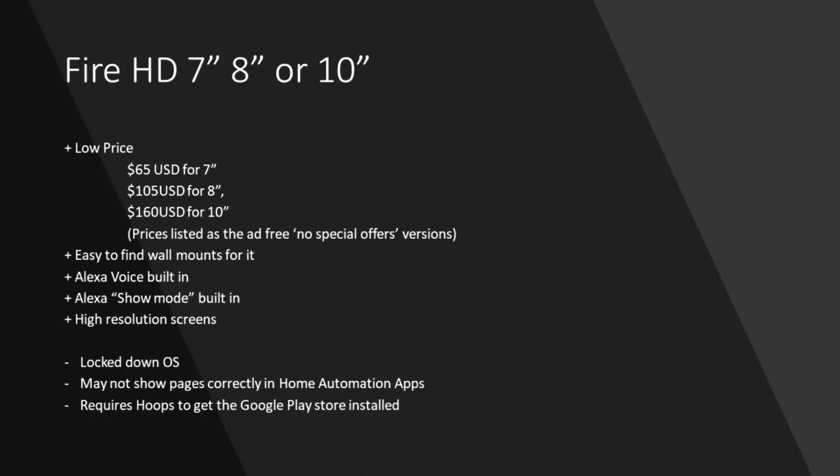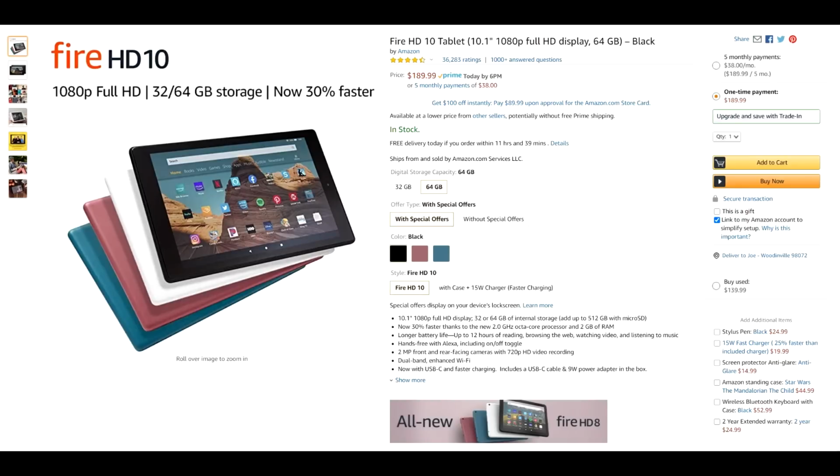Now, if you say with special offers, you'll see that price drop, but the problem here is they're going to lock ads onto the device. It's no problem if you're getting it just as a reader or consumption device, based on how you feel about ads, but if you're doing it for a home automation tablet, you don't want an ad displayed all the time. So it's probably worth it to spend a little bit more and get the ad-free version.